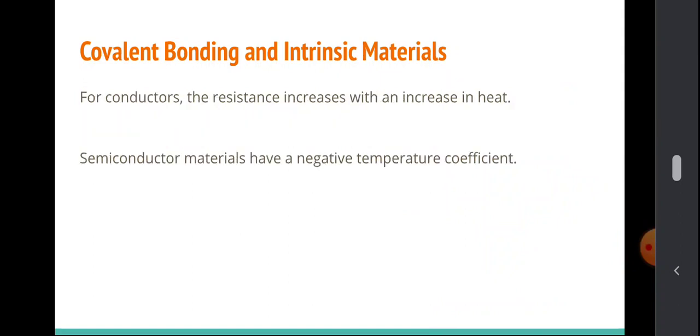For conductors, the resistance increases with an increase in heat. Okay, I already told that earlier, that with the increase of temperature in the semiconductor, its resistivity decreases or conductivity increases. Therefore, semiconductor materials have a negative temperature coefficient.